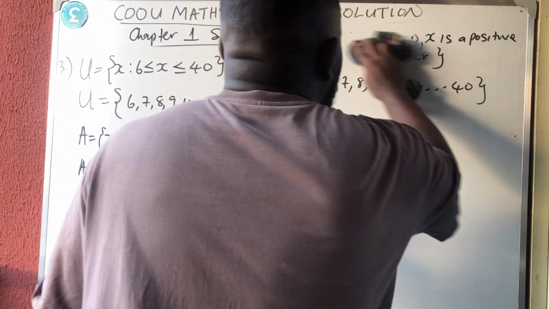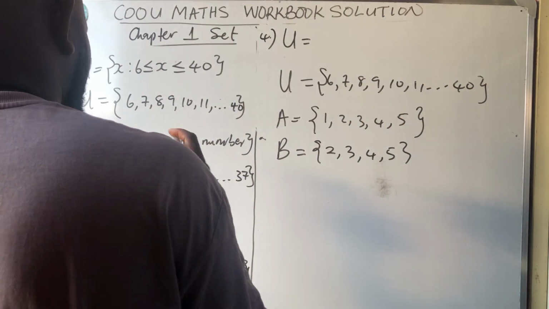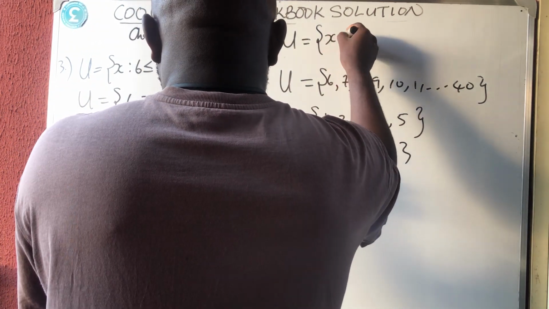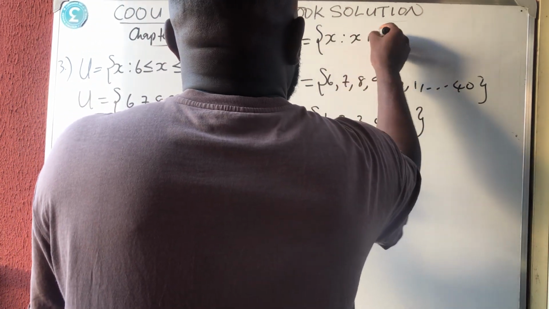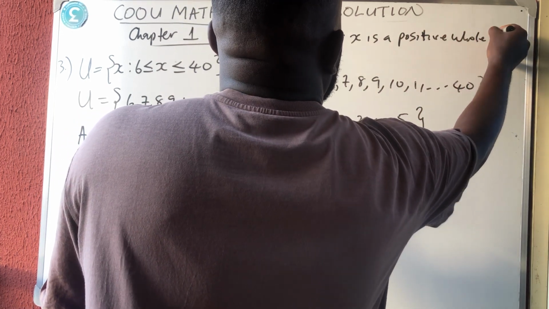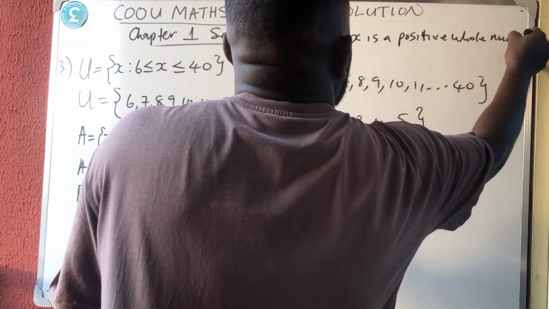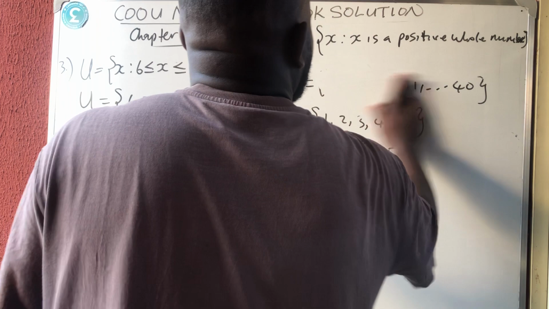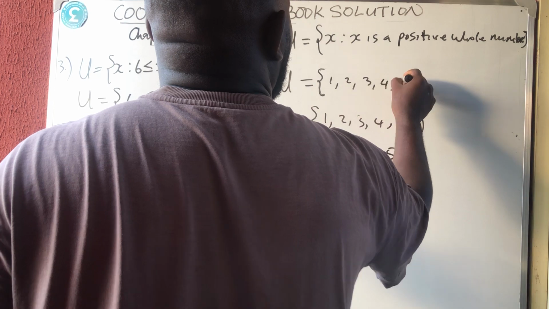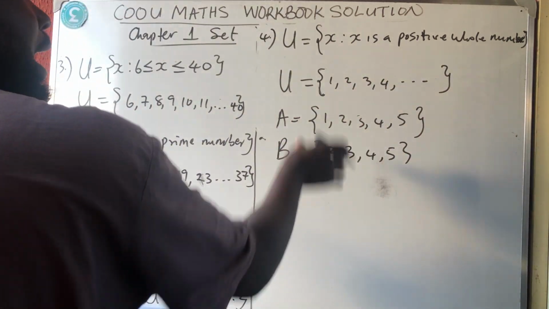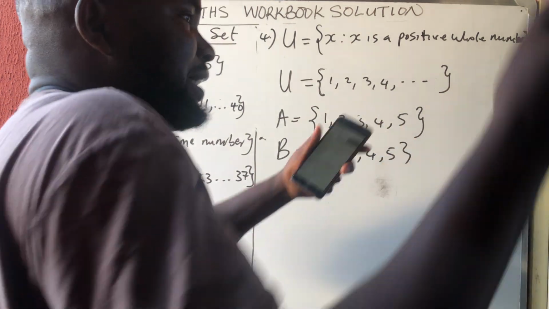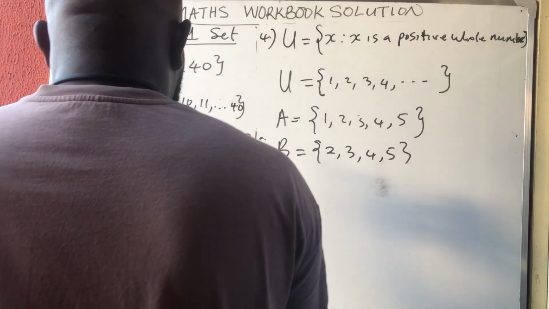It is not correct, but you can ask the lecturer anyway. The universal set is supposed to be the set of x such that x is a positive whole number. Positive whole numbers are the natural numbers, which are 1, 2, 3, 4 till infinity. They are not rhyming because the universal set must contain all these sets, covering them. Okay, so that is it.